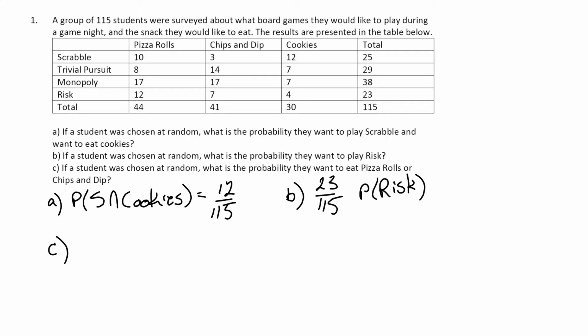Part C says if a student was chosen at random, what is the probability that they want to eat pizza rolls or chips and dip? To answer that, we're looking for the total of the pizza rolls and the chips and dip. So we can add those two together and we get 85 out of the total of 115. The set builder notation for that was the probability of pizza or chips and dip.